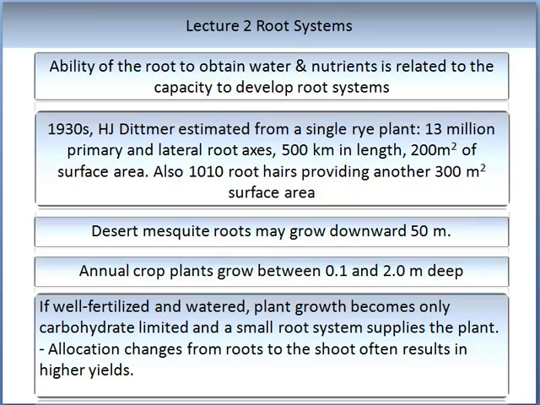A plant called a desert mesquite roots may often grow downwards of up to 50 metres.